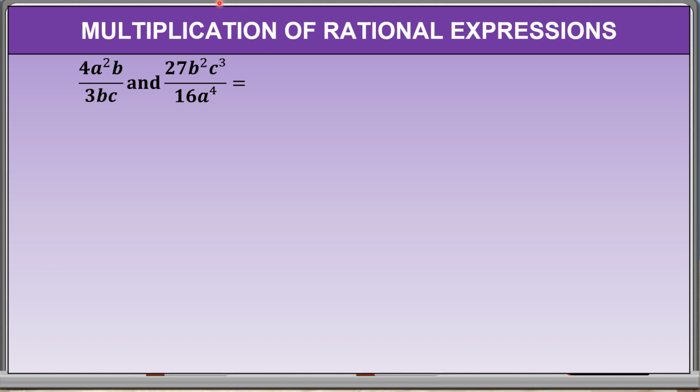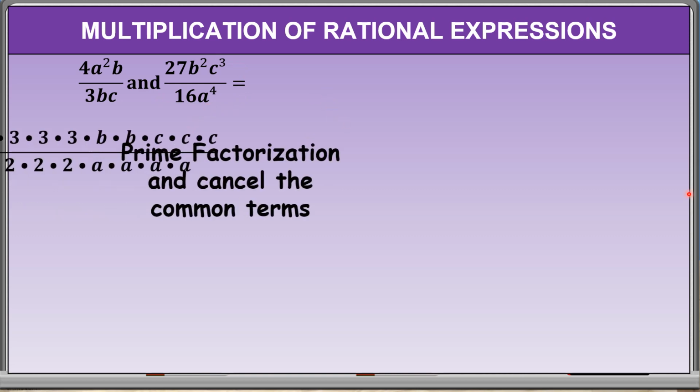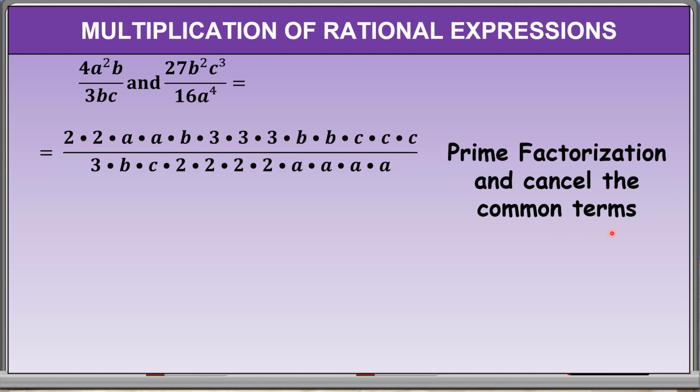Let's try this one. Let us multiply this rae. 4a squared b all over 3bc and 27b squared c cube all over 16a raised to the 4th power. So, ano ba sabi dyan? Anong sabi niya sa step? Prime factorization and cancel the common term.